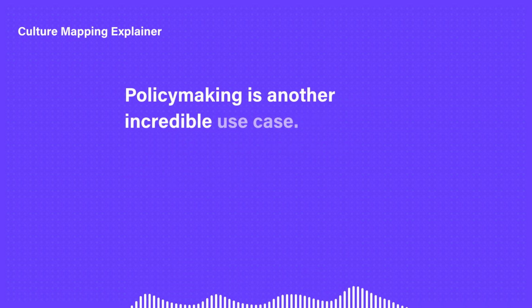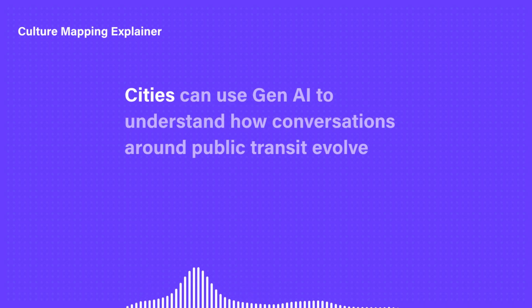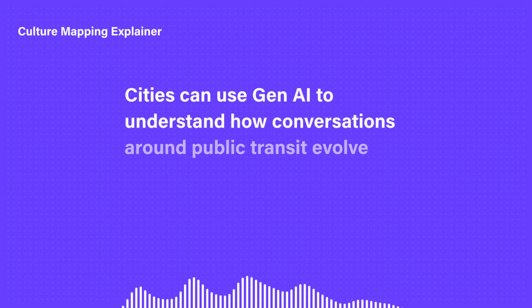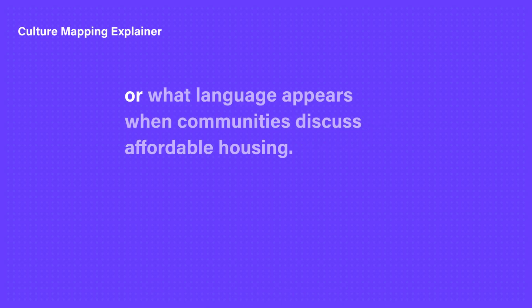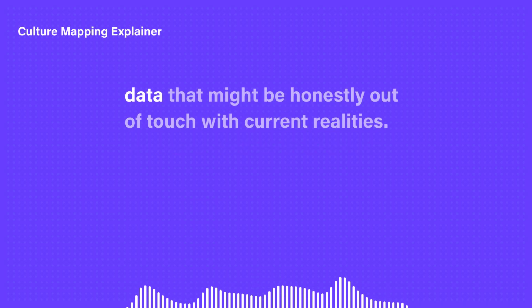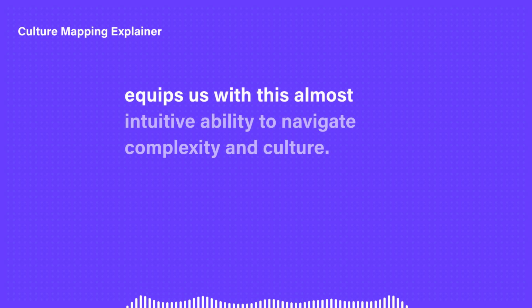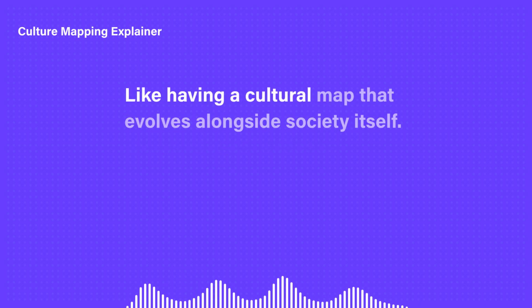Policymaking is another incredible use case. Take urban planning, for example. Cities can use Gen AI to understand how conversations around public transit evolve, or what language appears when communities discuss affordable housing. This means decisions can be grounded in real-time cultural dynamics, not just historical data that might be, honestly, out of touch with current realities. So, essentially, Gen AI equips us with this almost intuitive ability to navigate complexity in culture. It's like having a cultural map that evolves alongside society itself.